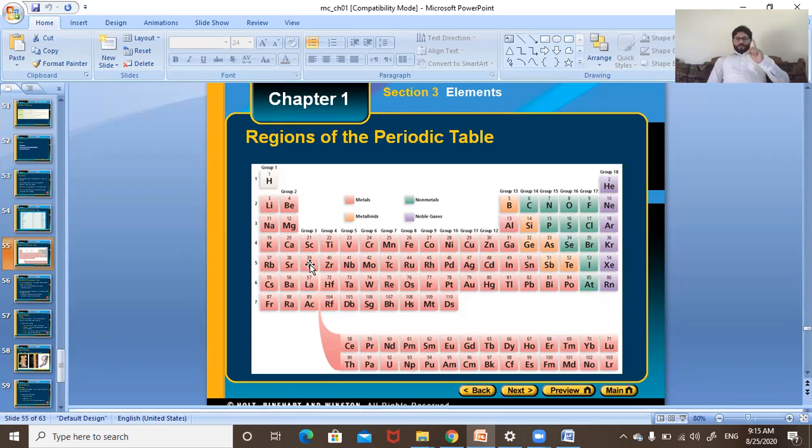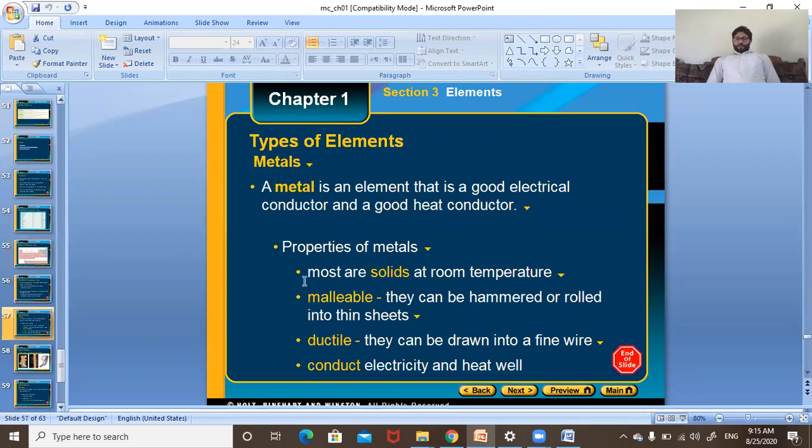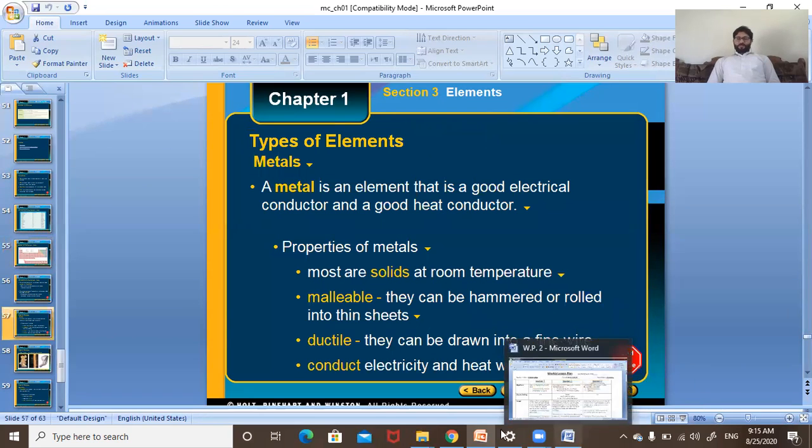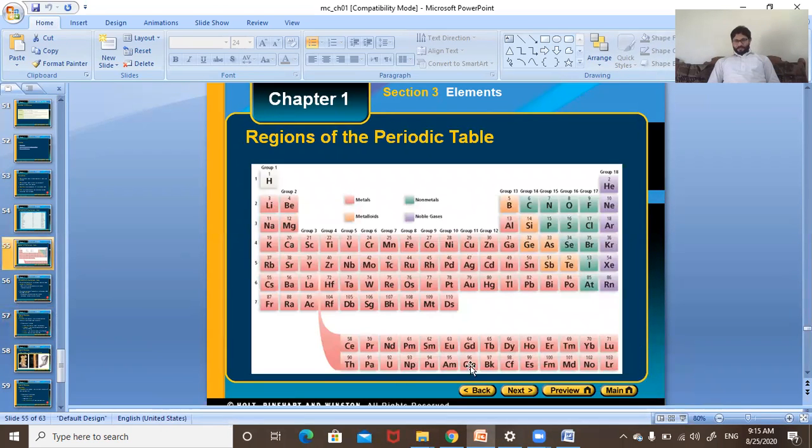So the very first property of metals is that metals conduct electricity and heat. It means that electricity can pass through metals, and heat can pass through metals. The second property is that most metals are solids at room temperature. All of these metals are solid at room temperature except one, mercury, Hg. This is the only metal that exists in the liquid state at room temperature, while the rest of the elements exist in the solid state.